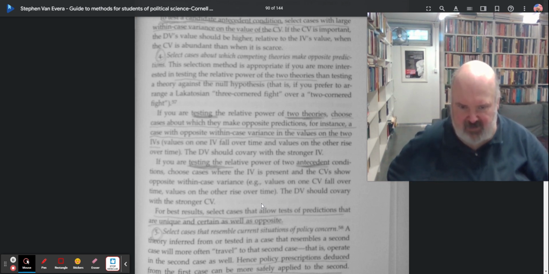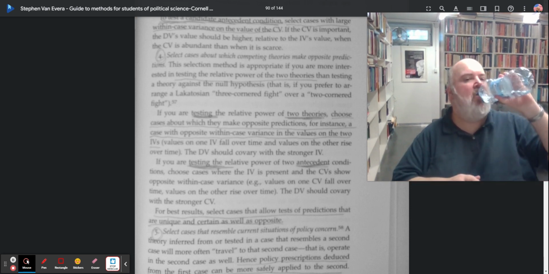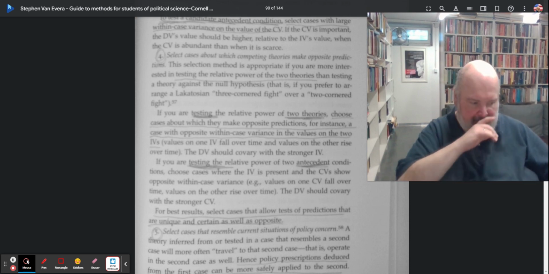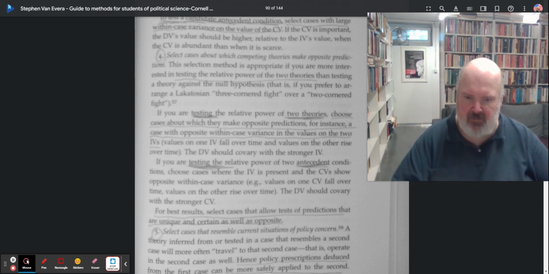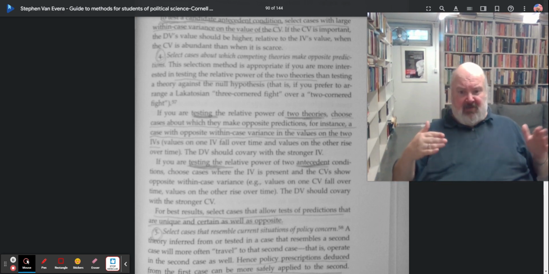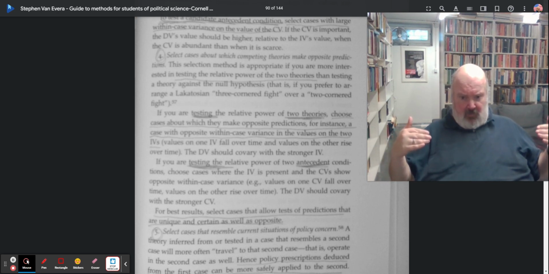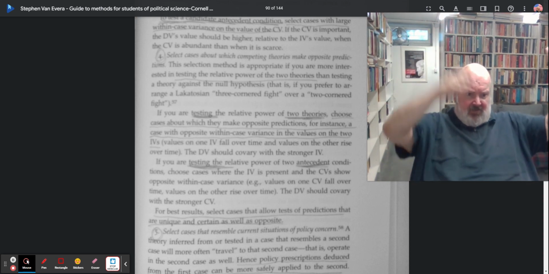The DV should covary, not covey, covary, with the stronger independent variable. In other words, the way the DV moves should follow the stronger independent variable. They should follow the pattern.